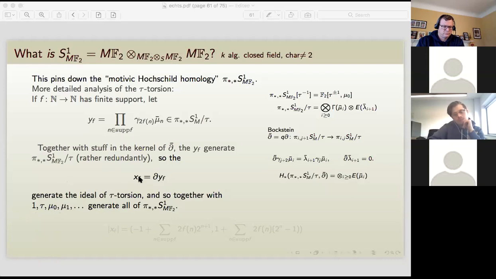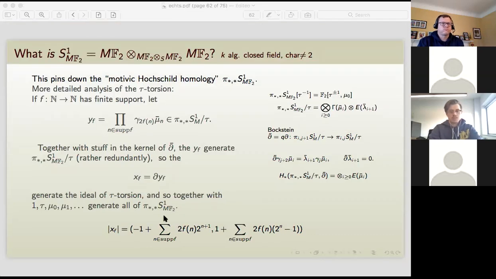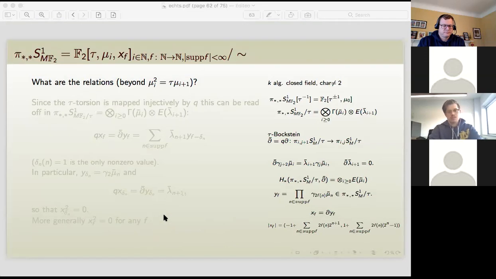So they're all annihilated by tau. So these are new animals. These animals do not live in topology. Okay, so sorry to say that here is the degree of x_f if you ever want to know. And the question is then, what are the relations? Can we say anything sensible about what are the relations between these tau torsion elements?